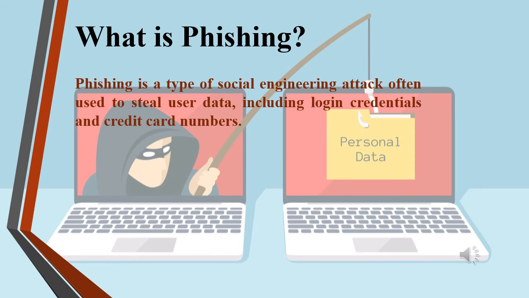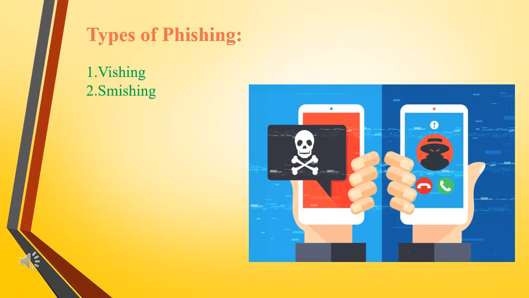First, let us see what is phishing. Phishing is a type of social engineering attack often used to steal user data, including login credentials and credit card numbers. Types of phishing. First one is vishing, second one is smishing.